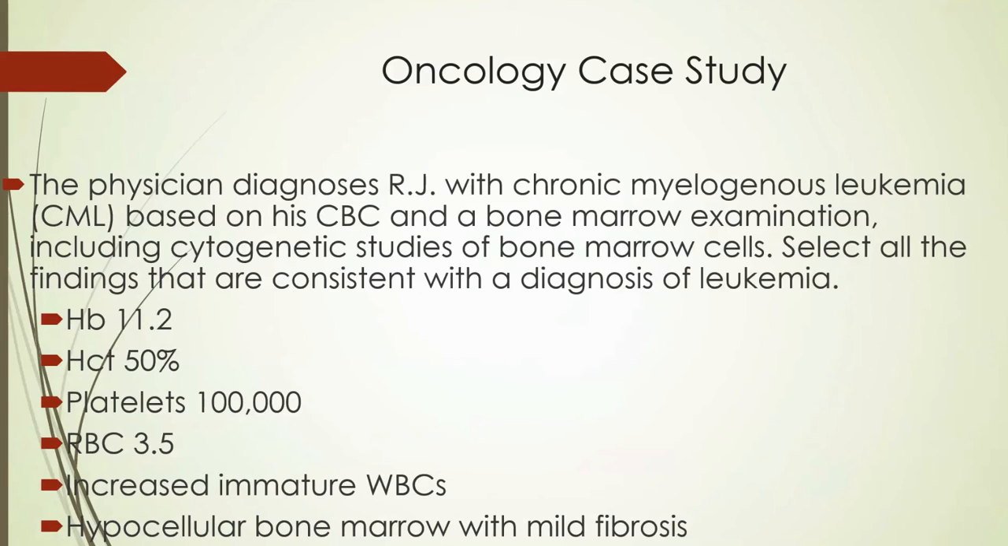So would his hemoglobin of 11.2 for A, would that be consistent with leukemia? B, his hematocrit of 50%. C, his platelets of 100,000. D, red blood cells. Immature white blood cells for E, or bone marrow with myelofibrosis for F. And these are select all that apply. So we have a vote for D. Let's say D is one of them, but there's 3 others.